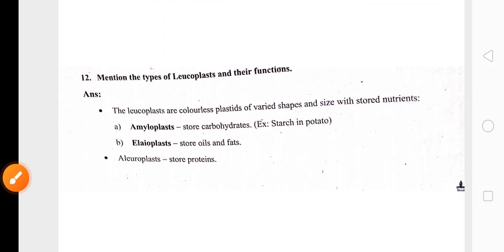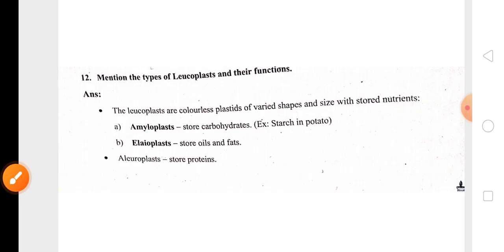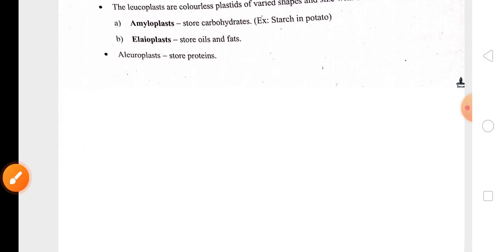Then remember the 3 types of leucoplast and their function. Amyloplast that stores carbohydrate, elaioplast that stores oils and fats, and aleuroplast that stores proteins. That is also very important to the exam. And leucoplast is the colorless plastid. It is meant for the storing of nutrients.